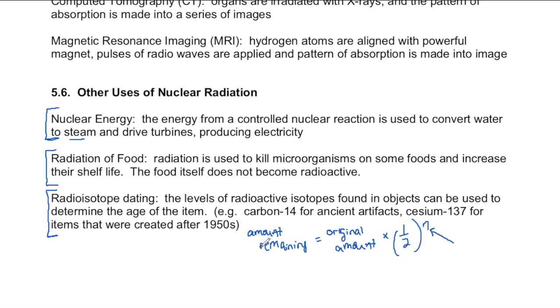we were determining the amount remaining, knowing how many half-lives had passed. We could take the original amount and cut it in half that many times. If you know the original amount and the amount remaining, you can figure out the number of half-lives that have passed for a sample, and you can figure out how old the sample is. Carbon-14 has a half-life of 5,730 years, so it is useful for figuring out the age of things that are thousands of years old, or at least hundreds of years old. So these are some medical and non-medical uses of nuclear radiation.